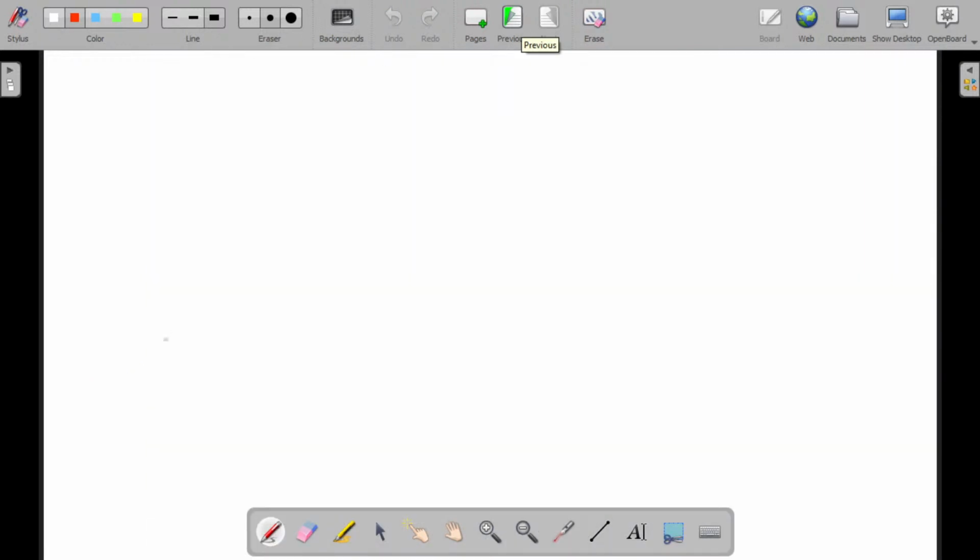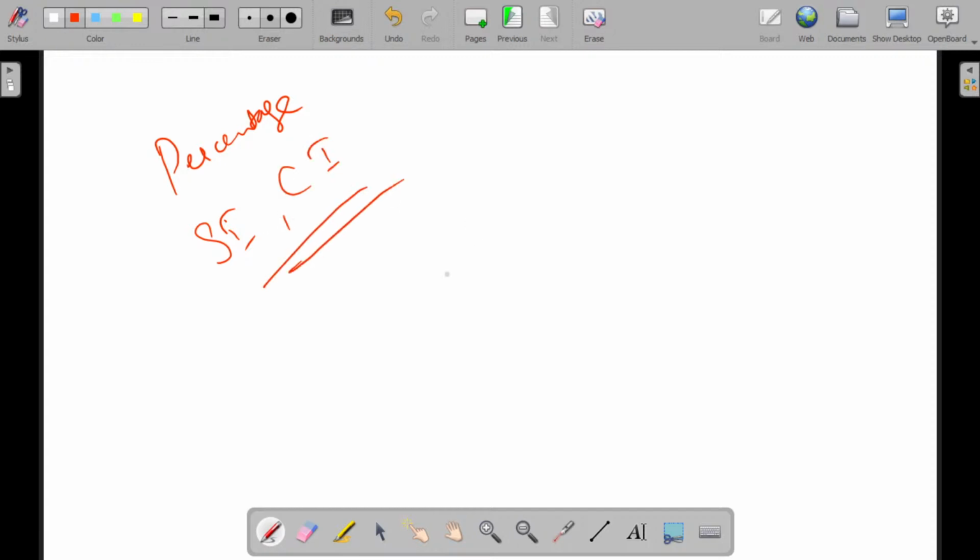So today we'll cover some of the concepts on percentage, simple interest, and compound interest. Next we'll discuss some more problems on different topics.